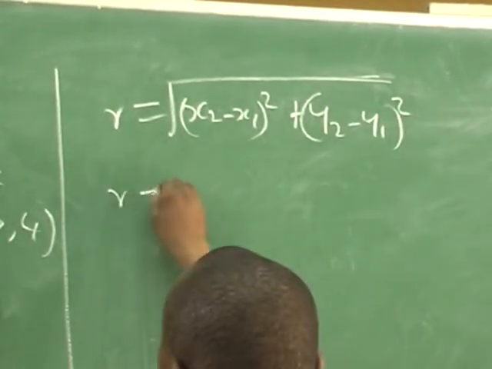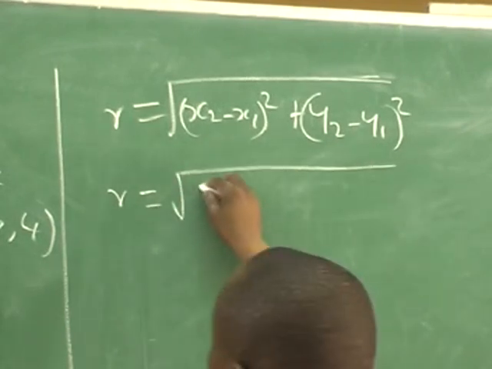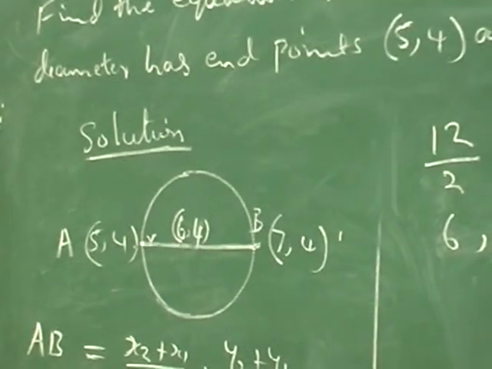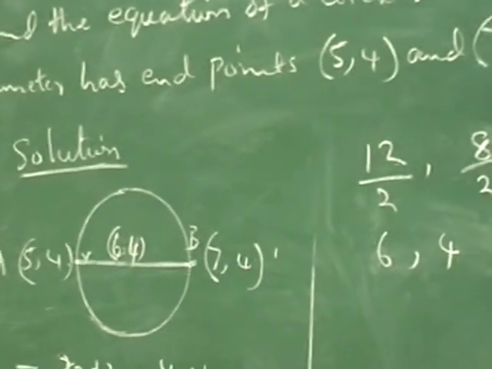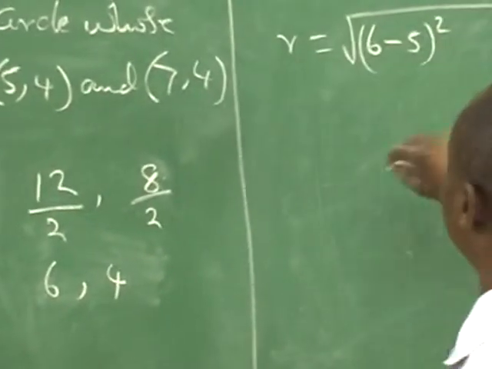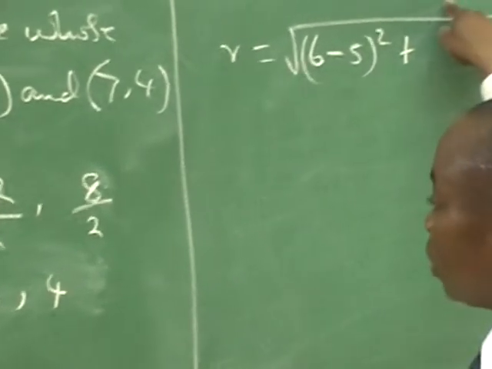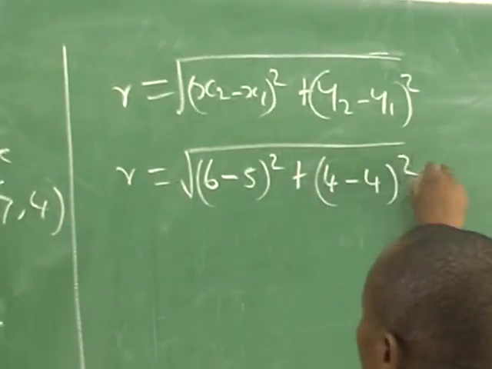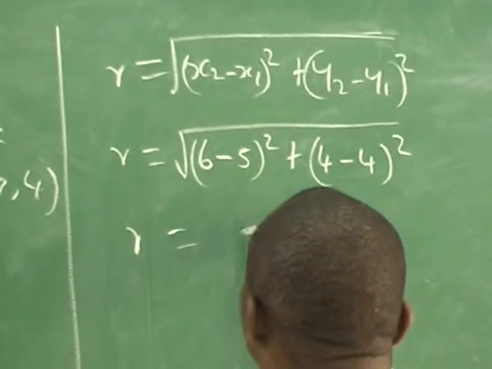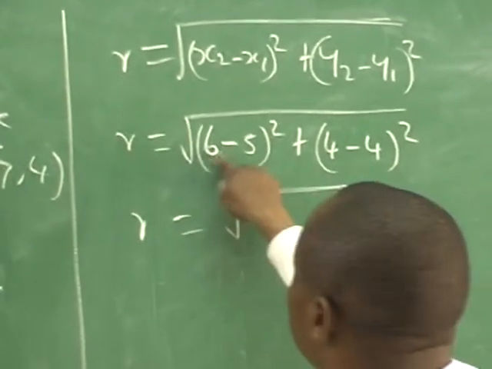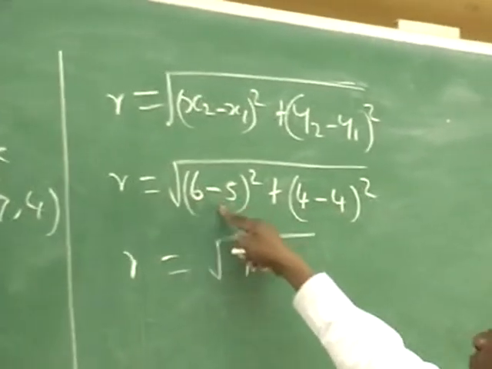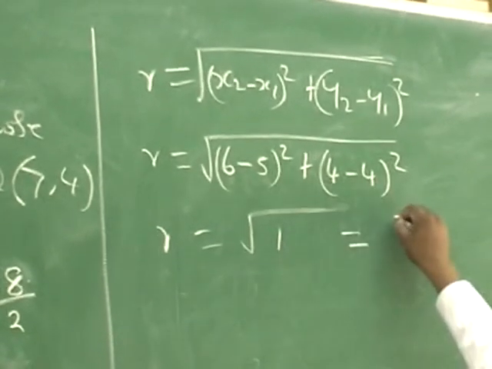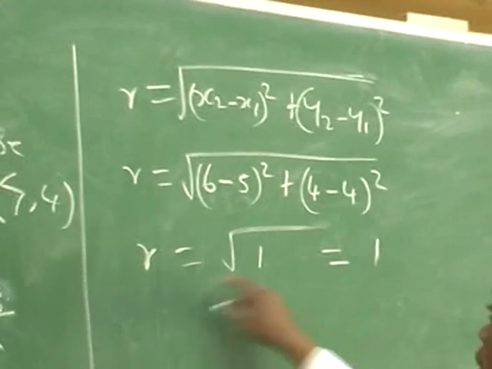Now here we know that x2 is 6, so 6 minus 5 squared, plus y2 is 4, minus 4 squared. Of course, we have the square root of 1 because 6 minus 5 is 1. Even if we say 5 minus 6, it will give us minus 1, and when you square it, you still have 1. So r is equal to 1.